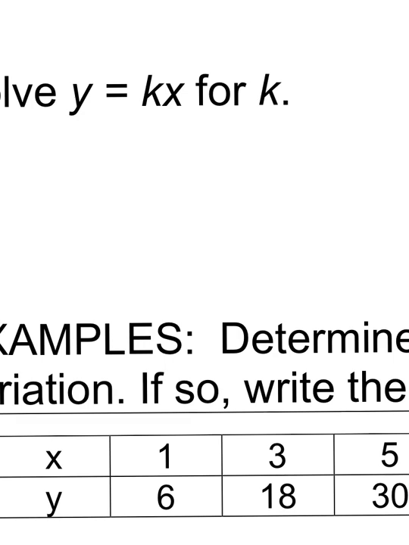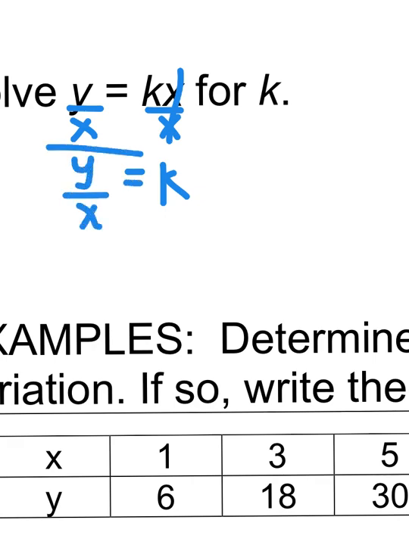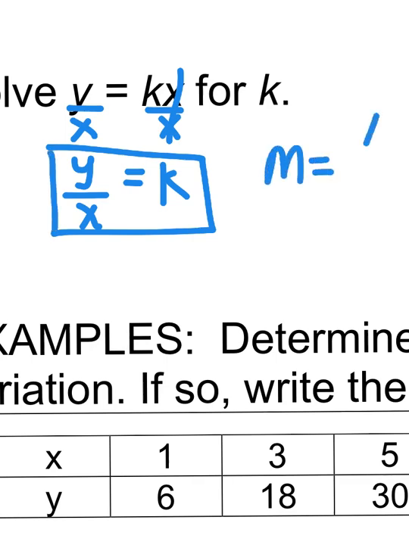Now let's solve for k. To solve for k, we will isolate the variable by doing the opposite. This will cancel out to 1, so k equals y over x. This should remind you of something. It should remind you of the slope. Now, in something that's not proportional, we would find the change in y over the change in x. But if the slope is in a proportional line, we can simply divide the y by the x value and we'll find the slope. Let's do some examples.